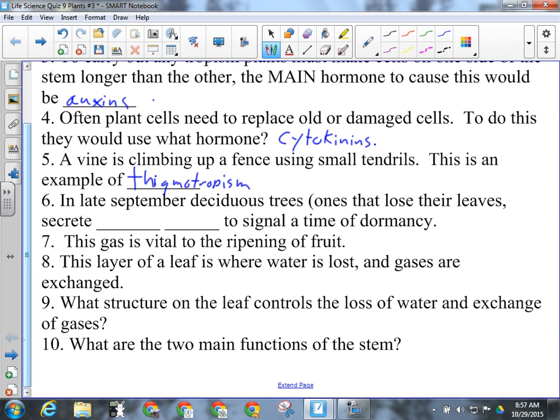Okay, in late September, deciduous trees, ones that lose their leaves, secrete something to signal a time of dormancy. Abscisic acid. Okay, number 7, the gas that ripens fruit, ethylene.